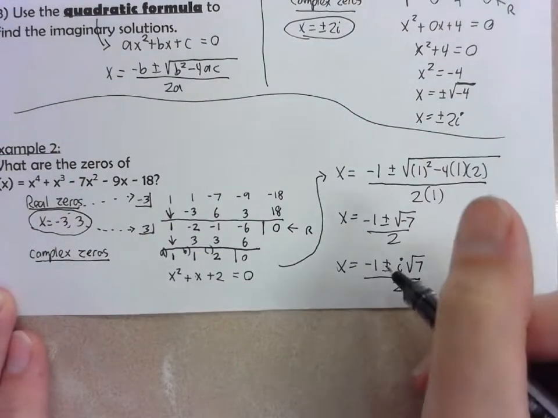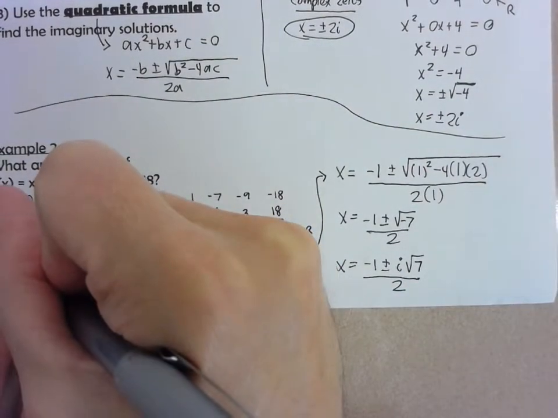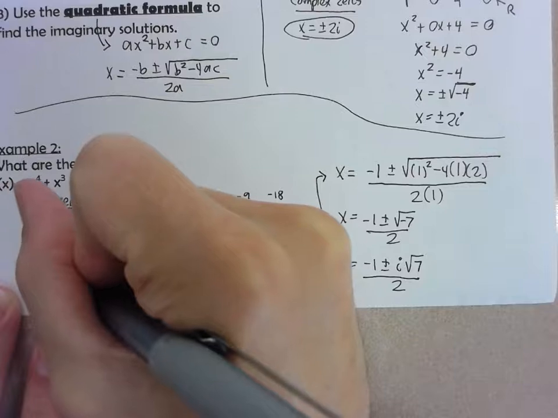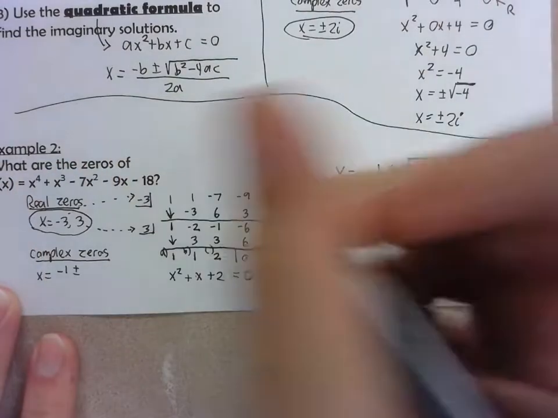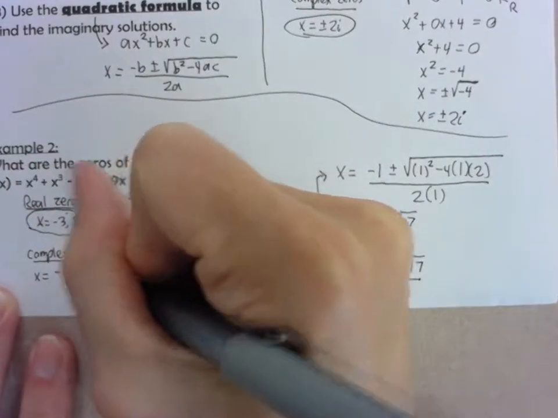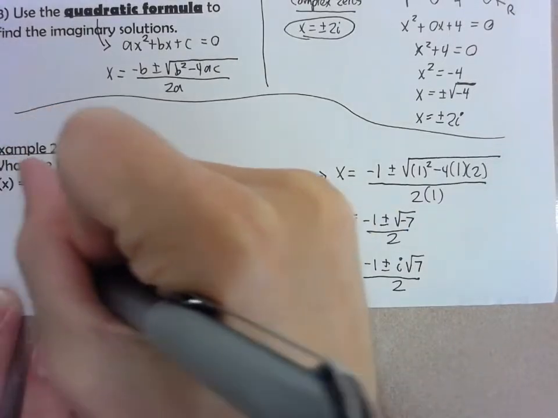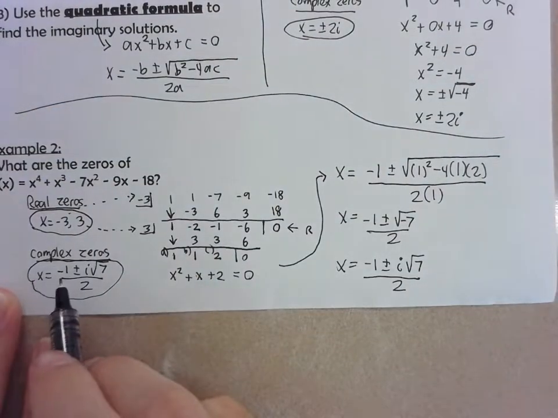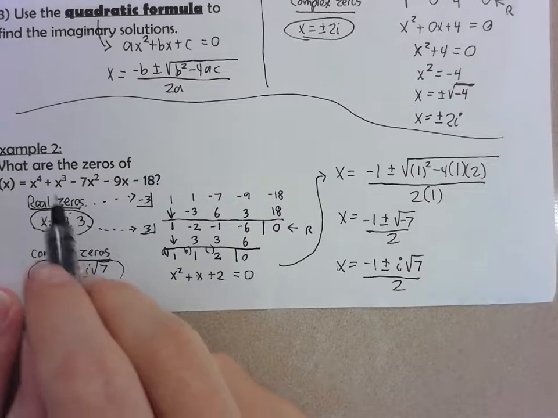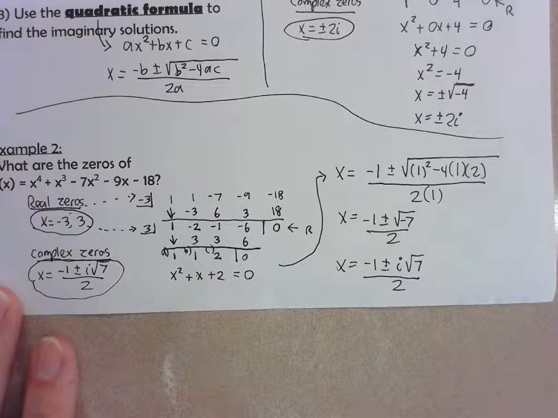Zeros, since there are two of them, a plus and a minus. It's going to be x equals negative 1 plus or minus i times the square root of 7, all over 2. And the two solutions here add up to your highest exponent, which is 4.